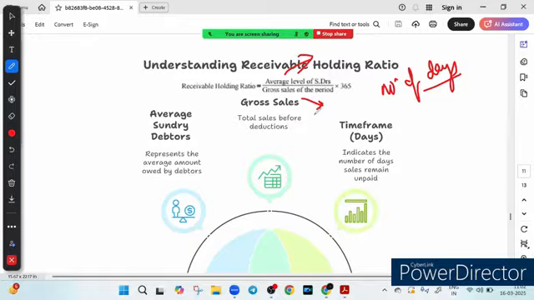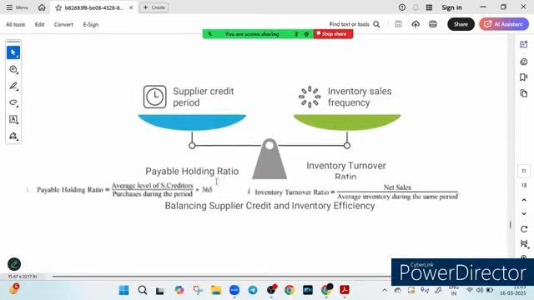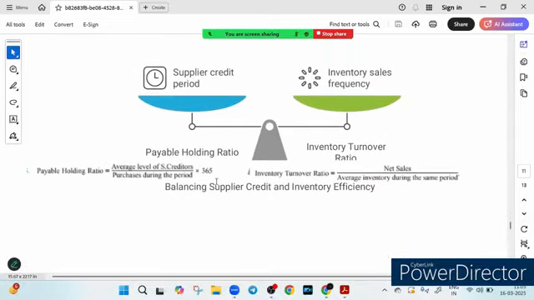So that is called understanding the receivable holding ratio. A lower receivable holding ratio means faster collection and healthier cash flow, meaning it takes a lower number of days. And if the receivable ratio is higher, it is time to improve credit policy and follow-up. So this is all about receivable collection, the receivable holding ratio. Then we have the payable holding ratio and inventory turnover ratio.